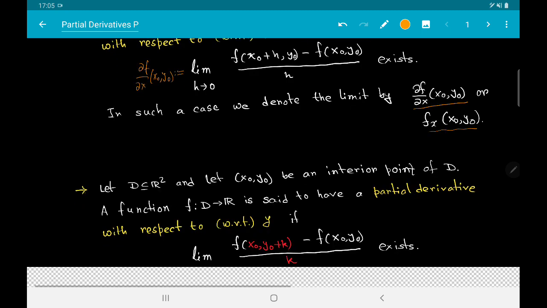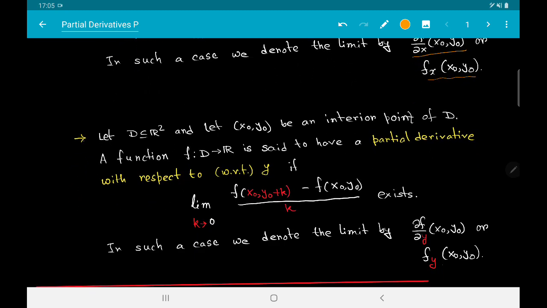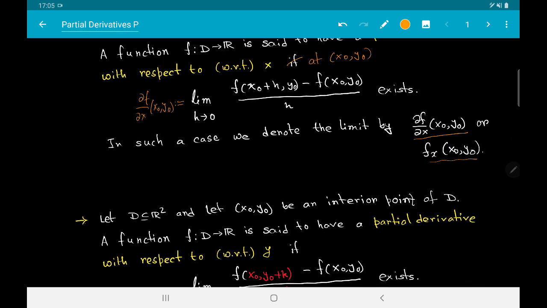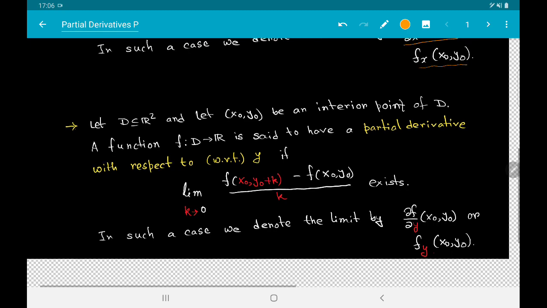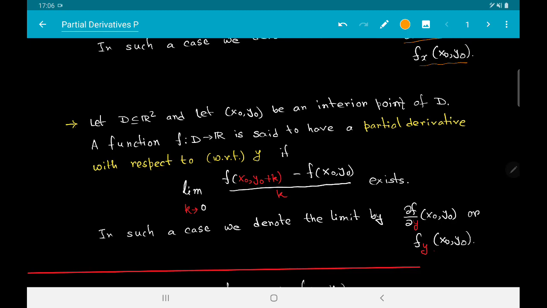You could do a similar thing for the variable y, so there is nothing special. I have just copied and pasted the definition which I have given above and changed x to y wherever it was required. So again we pick a subset D of R2 and take a point x0 y0, which is again an interior point for the time being, and a function f from D to R is said to have a partial derivative with respect to y in this case at the point x0 y0 if the following limit exists.